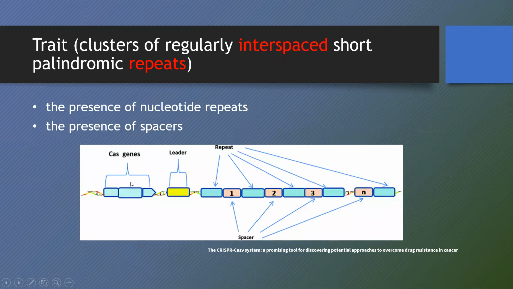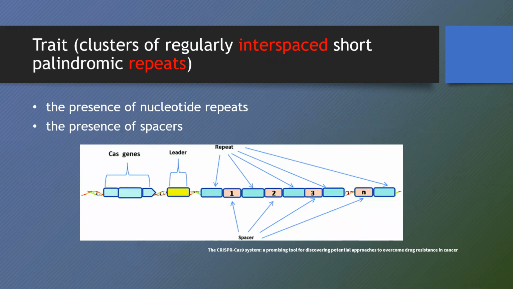Back to the full form of CRISPR: clustered regularly interspaced short palindromic repeats. Literally, there are two main points, repeats and spacers. In fact, the presence of nucleotide repeats and spacers is the trait that identifies them from other systems.